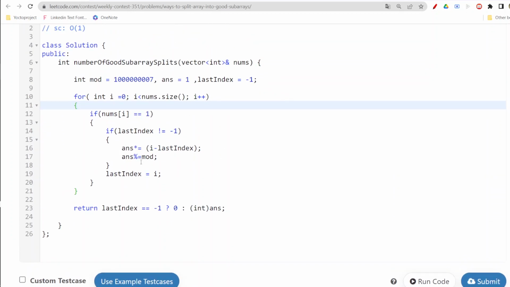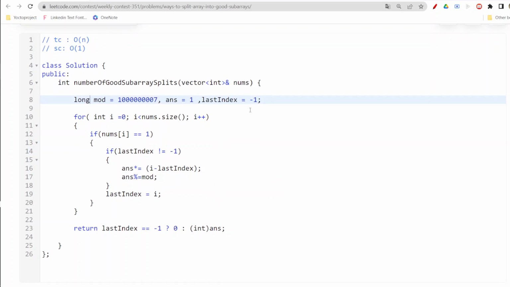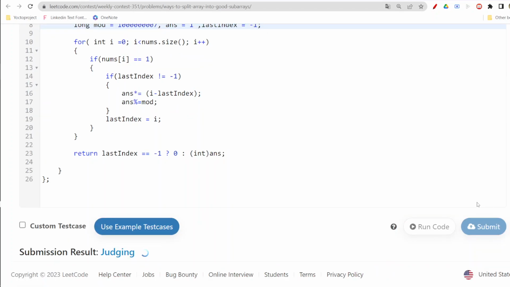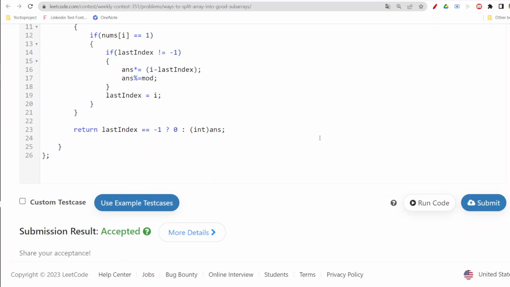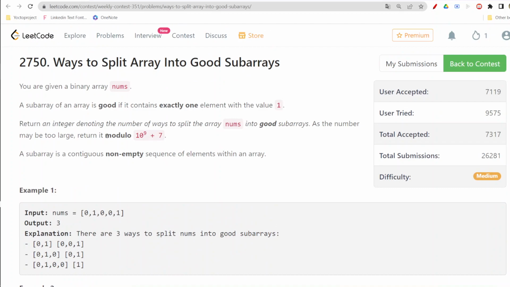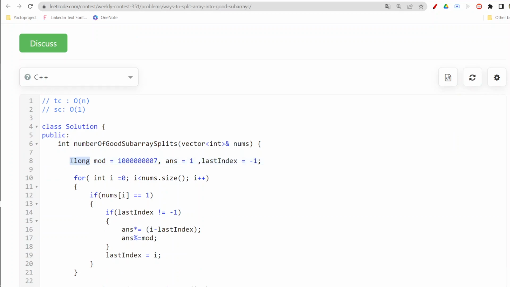Stack overflow. Right, something wrong then. Oh, I've not taken it as long. That is the thing. Yeah. I'm required to take all these as long, else it will give this only. Yeah, now it got accepted. So yeah, one more thing is that when it says to get it done with modulo, we are required to take long rather than int. So that is also one of the most important things, which I forgot here.